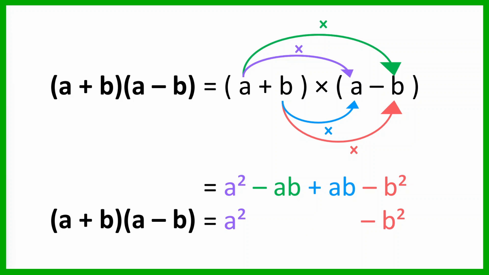Okay, so now just like when we were doing squaring binomials, there is a quicker way of doing this without having to go and do all of the multiplication and then cancelling out. We can use a shortcut for this one as well. So let's have a look at what our shortcut looks like.